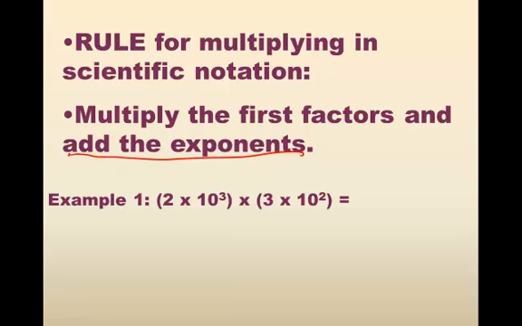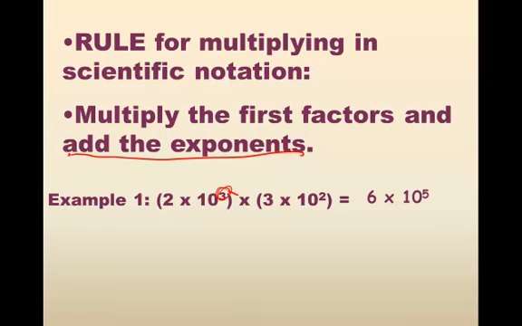Here's our example. Alright, it says multiply your first factors. So the first thing we want to do is do 2 times 3. I think you can probably do that in your head. And then we want to add our exponents. If we add 3 plus 2, we get our exponent, and again, we keep our times 10 to the 5th. So we'd have 2 times 3, which equals 6. So we've got 6 times 10 to the 5th. Okay, lovely. I've totally made the screen look ugly.